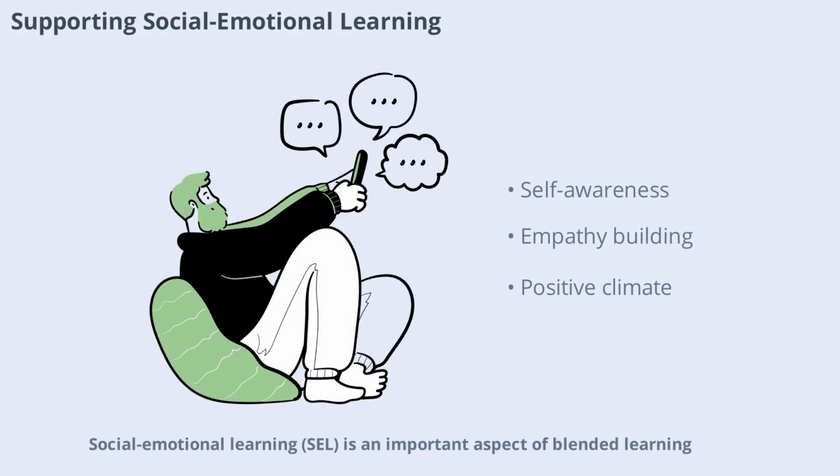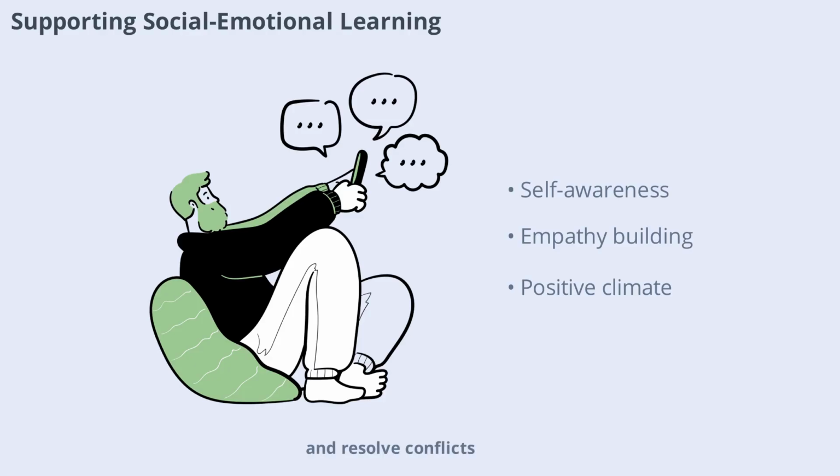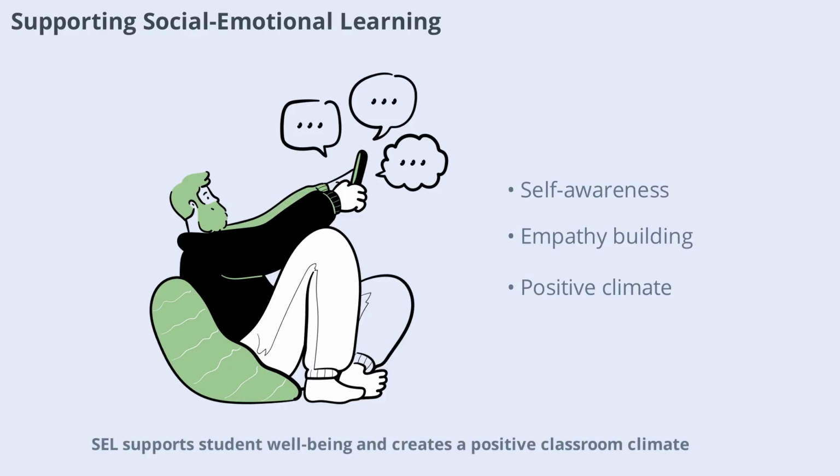Social-emotional learning (SEL) is an important aspect of blended learning. Incorporate activities that build self-awareness, empathy, and relationship skills. Use online and in-person opportunities to discuss emotions, set goals, and resolve conflicts. SEL supports student well-being and creates a positive classroom climate.